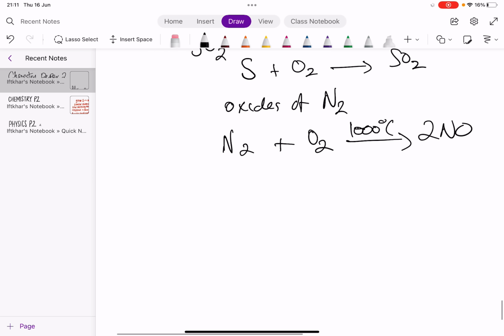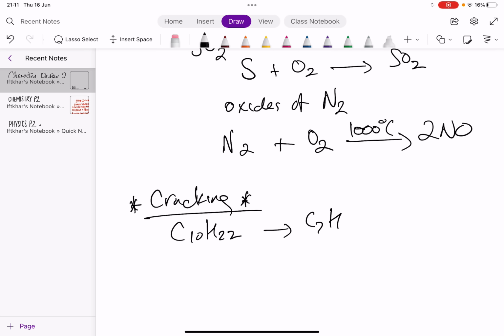The next part I've already mentioned is cracking. Cracking is a process of breaking large hydrocarbons into small, more useful hydrocarbons like C10H22, C7H16 and C3H6. C7H16 can be used for petrol. C3H6 can be used to make plastics. So we're producing more useful products.